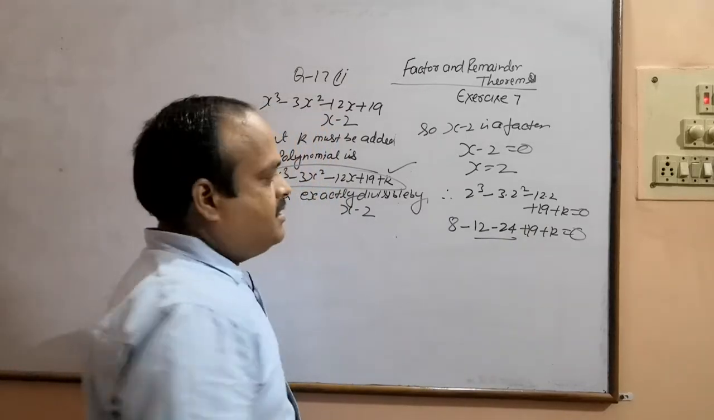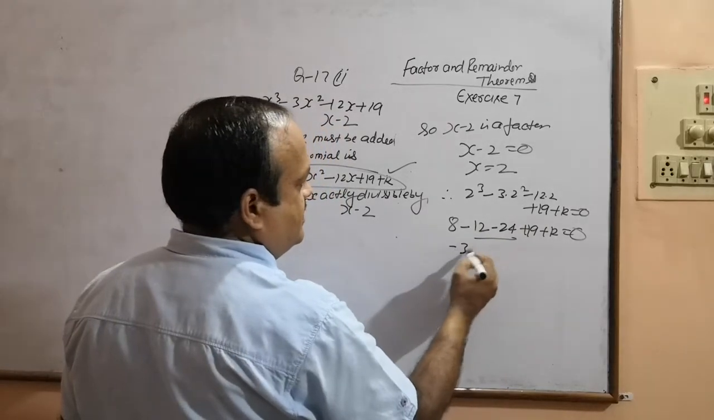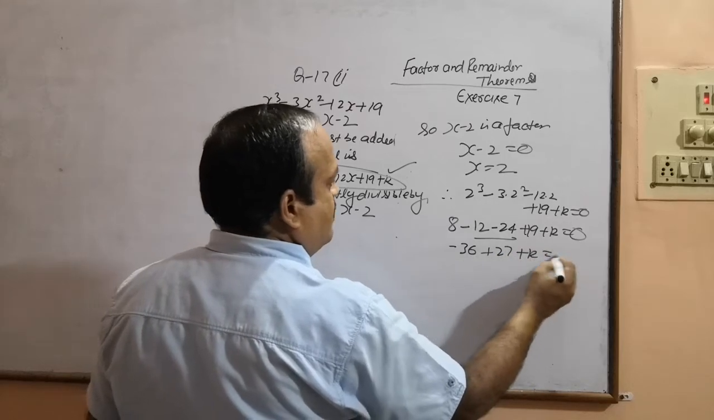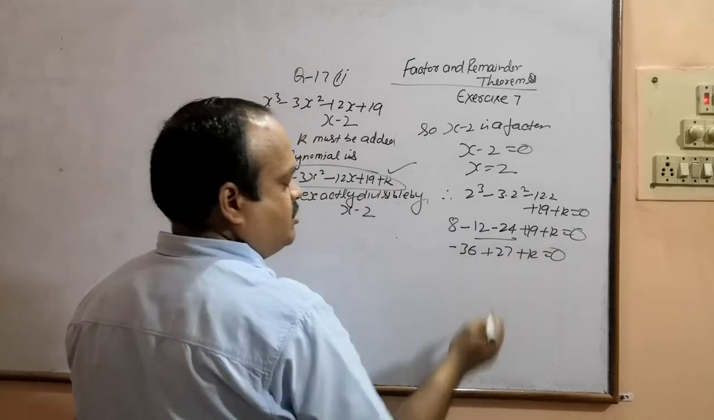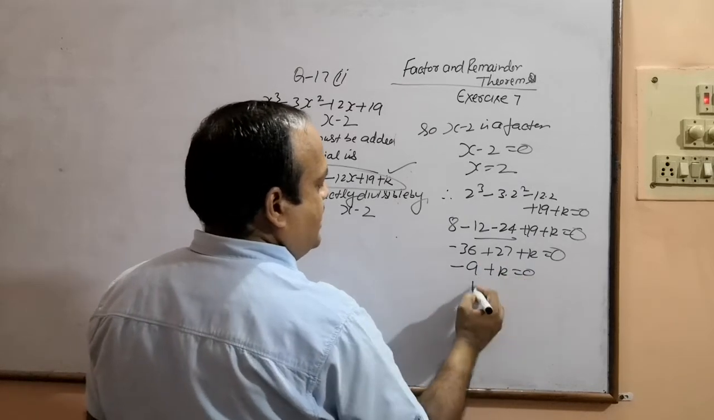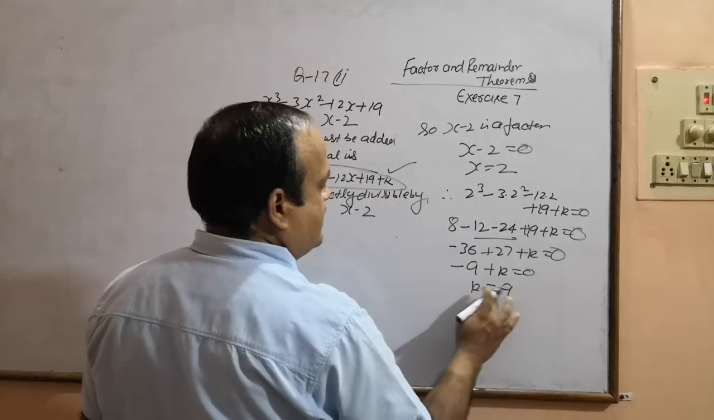These are the negatives, add them. 20 minus 36, these are the positives, add them, plus k equals 0. So 36 minus 27, 9. So we get here the value of k as 9.